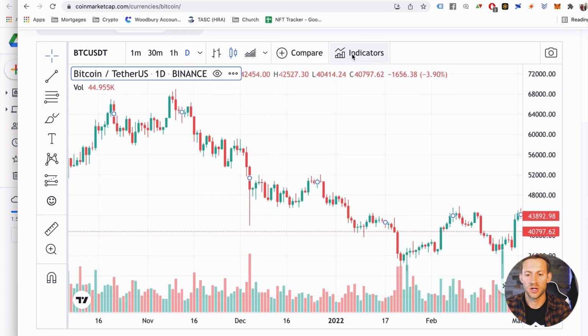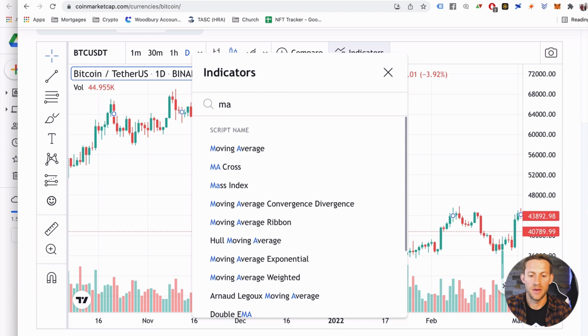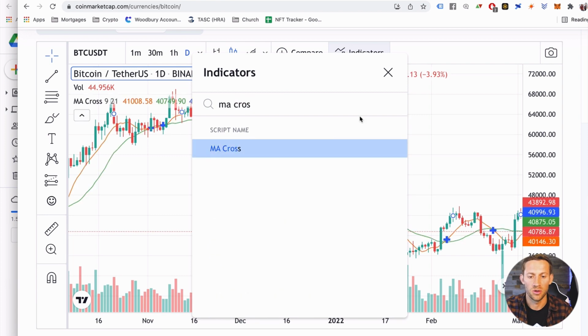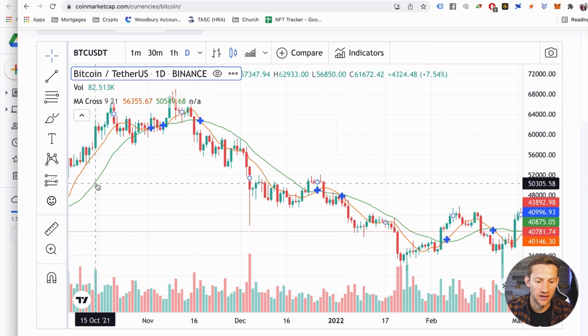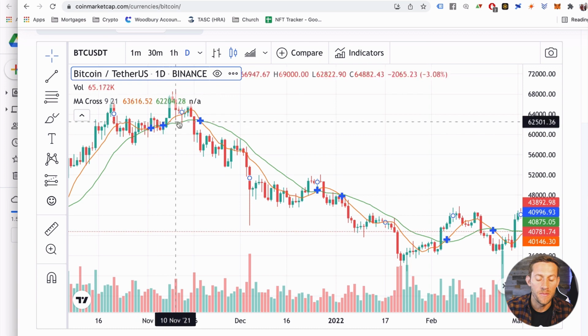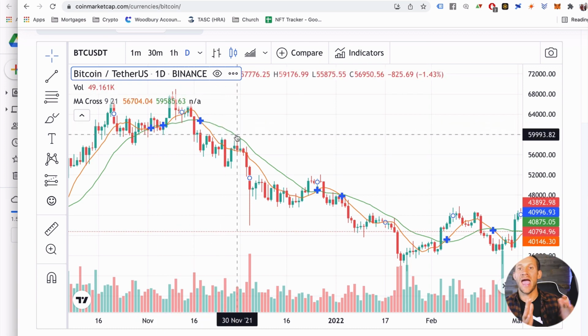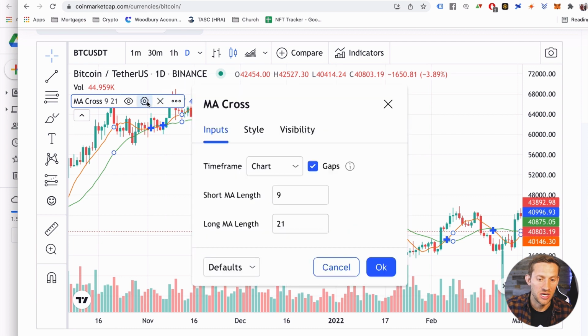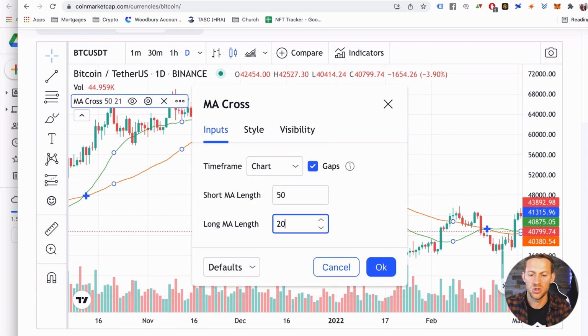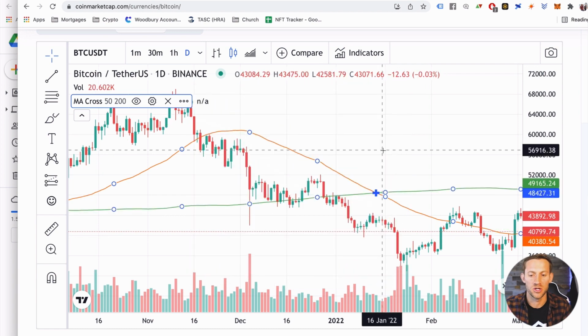Now, to view the death cross, we're going to go to indicators right here. We're going to type in MA cross, and you can see right here, it's going to pull up right there. Now, we're going to look at these averages. Each of these lines right here shows the price of Bitcoin for the average time before it. So we're going to change these to the shorter length being 50 and the top one being 200. This is probably the most common one traders will look at.